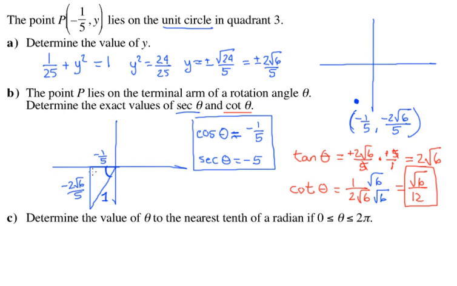Sorry about that. With your calculator in radian mode, if you do the inverse cosine of 1/5, or if you do the inverse sine of 2 root 6 over 5, see what happens now. 1.4 radians seems to be the reference angle. 1.4 right there. So that's our reference angle.